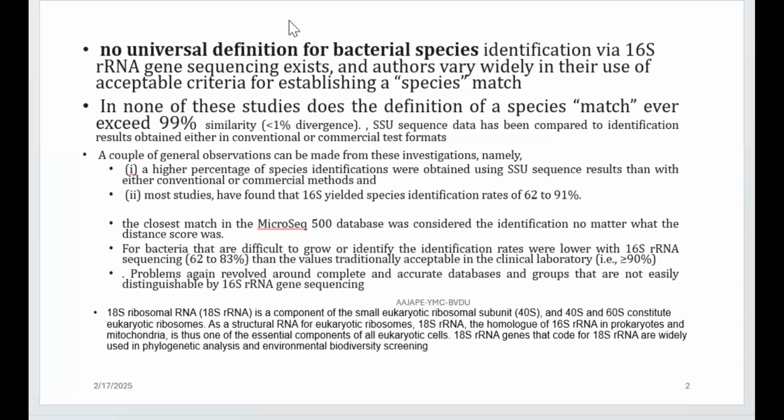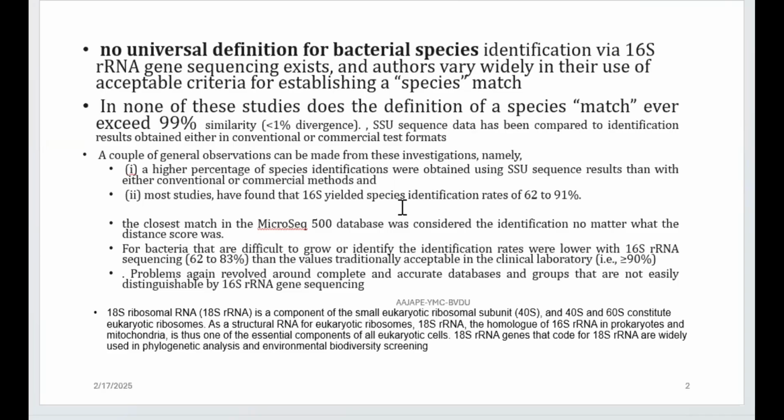And most studies have found that 16S yielded species identification rates of 62 to 91%. So the closest match is the MicroSeq 500 database. There are different databases available. Commercial methods are there, conventional ones are there. So when it comes to identification using a specific database, using a conventional method or a commercial method, variations are there. But when it comes to, for example, the MicroSeq 500 base database sequence, then the identification gives the closest match, right?